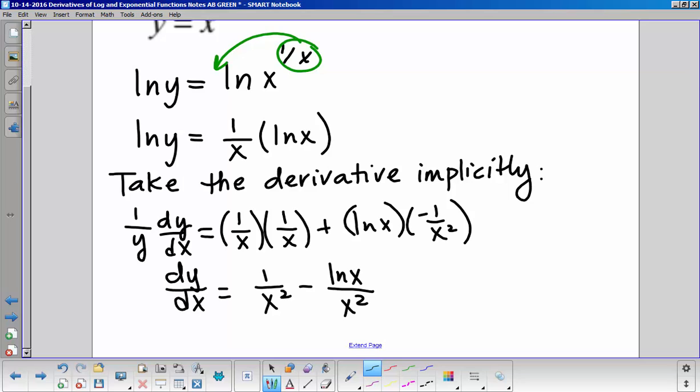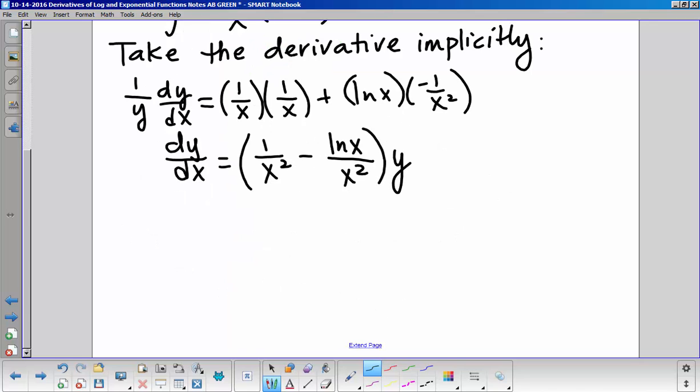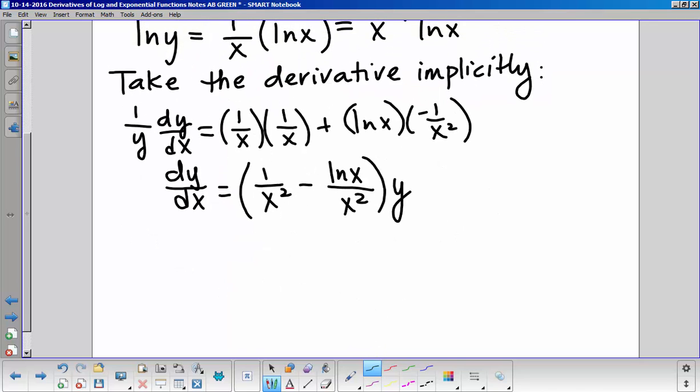Yes, sir? From negative 1 over x, I could rewrite this as x to the minus 1 times natural log of x. Oh, yeah, you can. Right, so then I'd bring the power down, function low to power 1. So that's where we get this. Times y. But alas, what is y? 1 over x squared minus natural log of x over x squared, and y was x to the 1 over x.